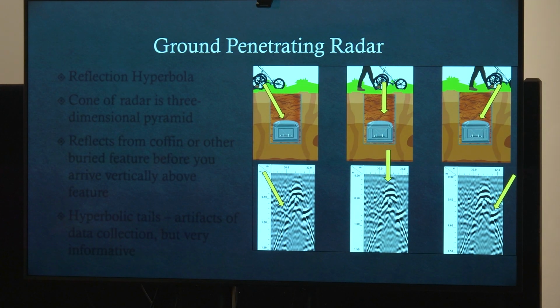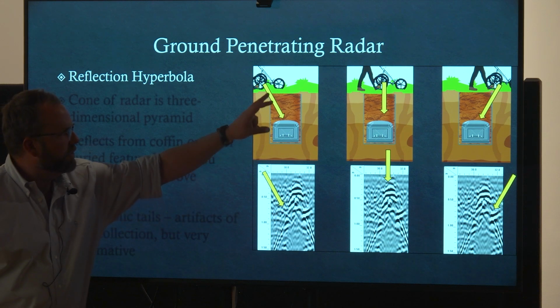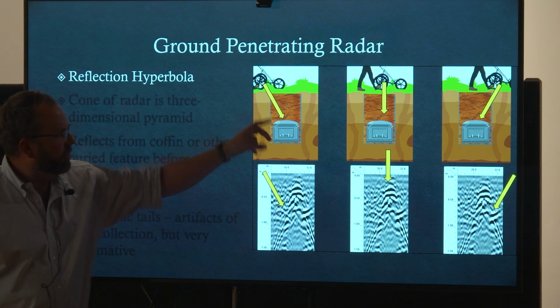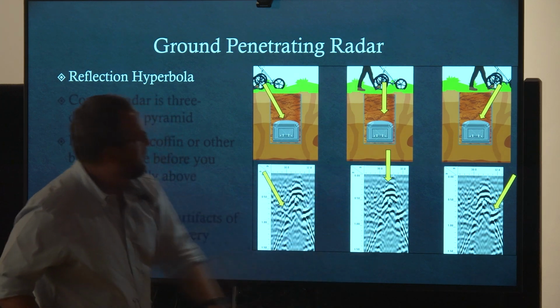So that's, in a perfect scenario, how it works. And this is just another way to view it. So the machine is going over top here. This tail is created as we're farther away. Then as you're over top, you're at the very top of it. And then you get the tail on the other side.